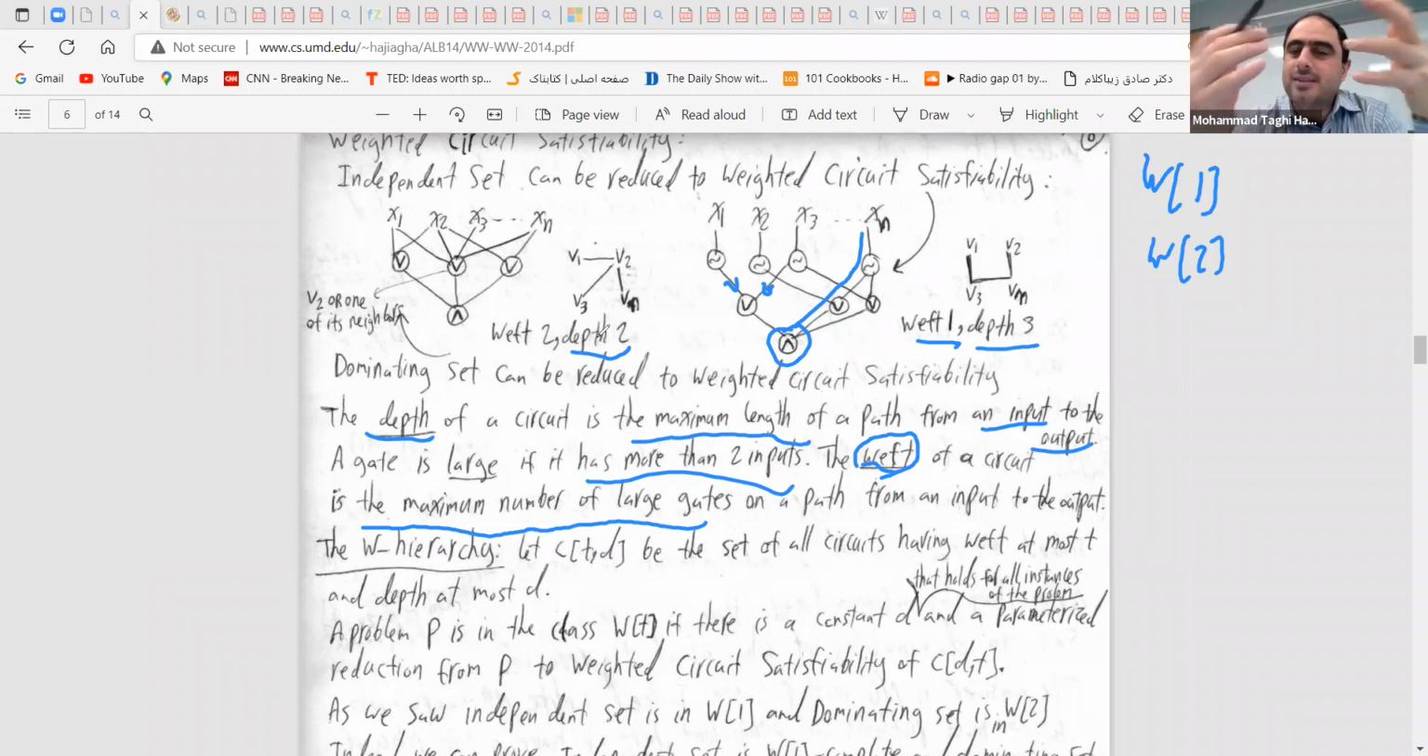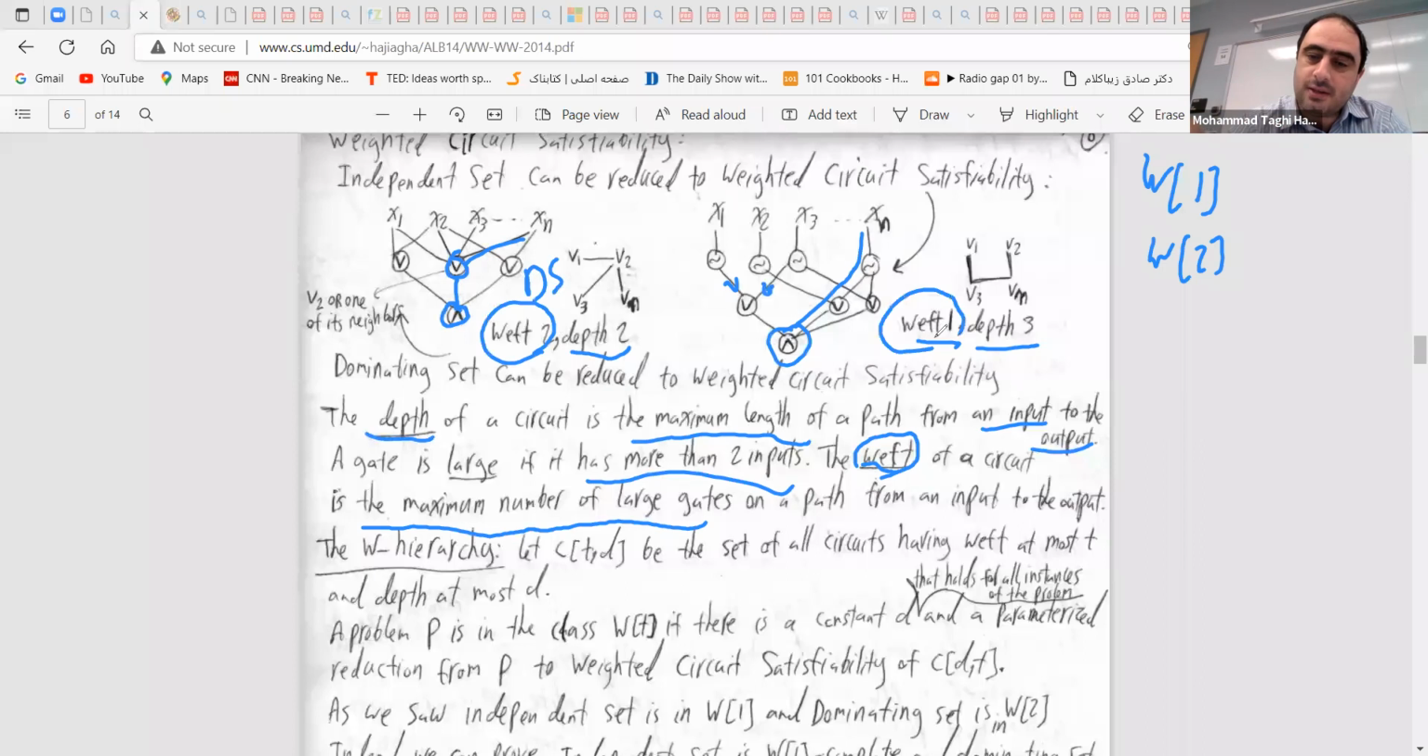But what makes these circuit problems complicated is the number of high degree vertices, and again, large degree means the degree is greater than 2. What is the width of this? Each of these neighbors also has large degree, and this one and this one have large degree. So the width here is 2. So this is dominating set. And for independent set, the width is 1. So depth is important, but width is more important.